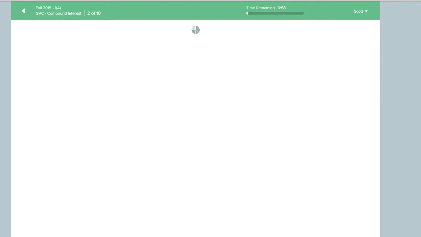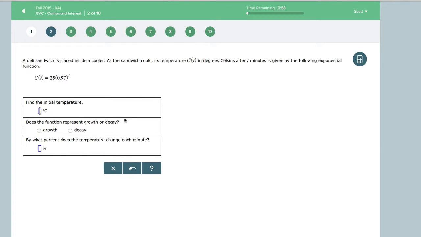Number 2 is a very similar problem. Okay, and yours might look different. Initial value, or initial temperature, the beginning, the y-intercept, the a sub 0, it's all the same. Our initial value is 25 degrees. And then that's our ratio. So is our ratio bigger than 1 or smaller than 1? And we see it's smaller than 1.